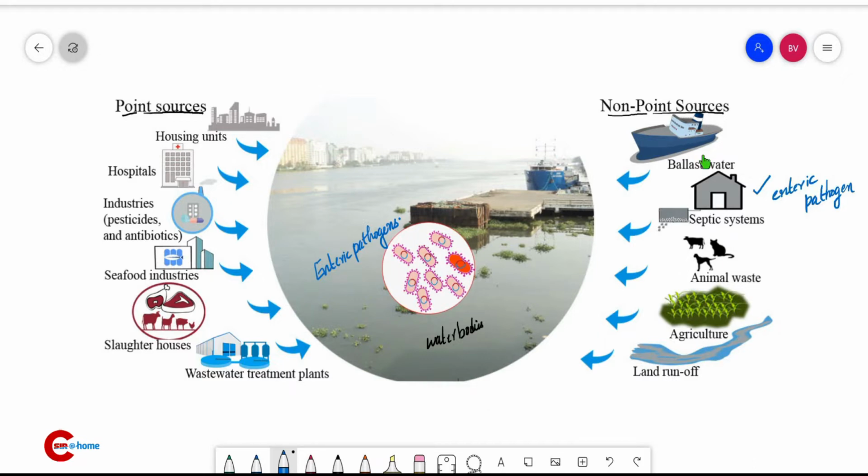Our water bodies contain different types of bacteria. The analysis of a water sample on a routine basis for each and every bacterial group is not practical. You can understand from this picture that our water bodies contain lots of pathogenic bacteria, so it is very difficult to analyze each and every bacterium. If our water body contains any microorganisms of fecal origin, then we must understand that it contains other pathogens also. That is the principle behind the MPN test.